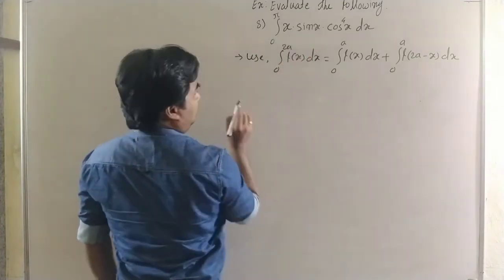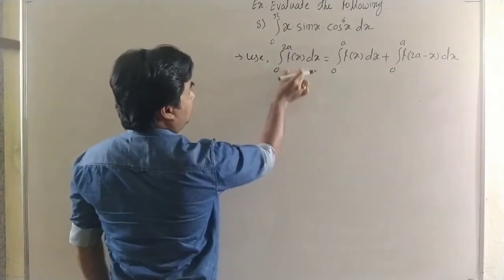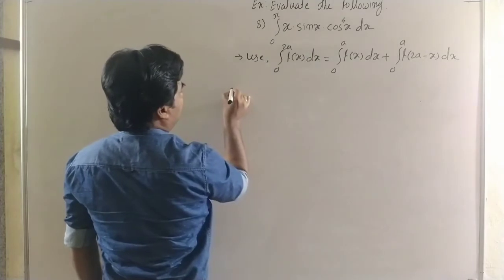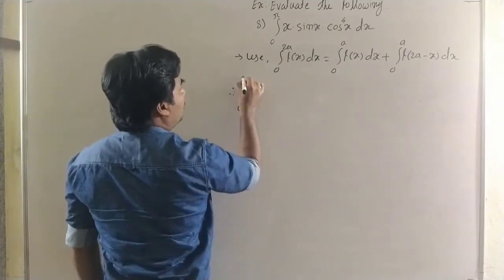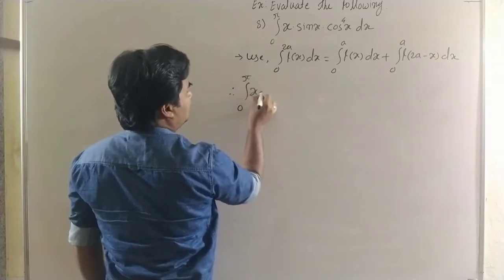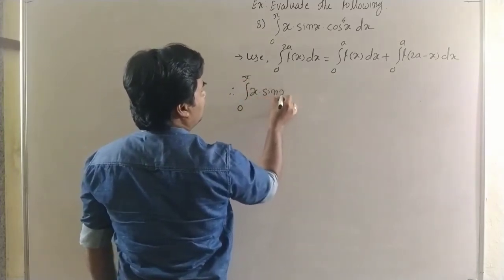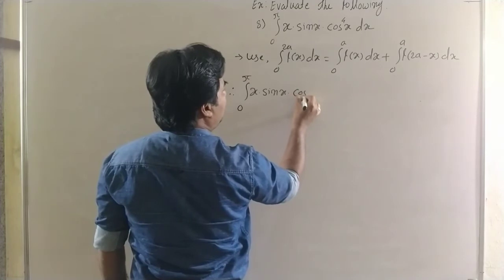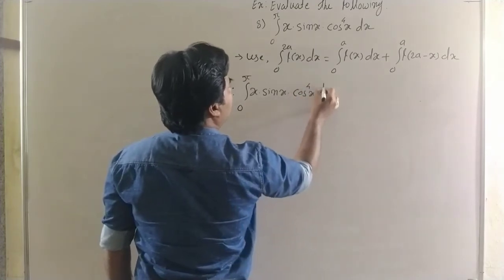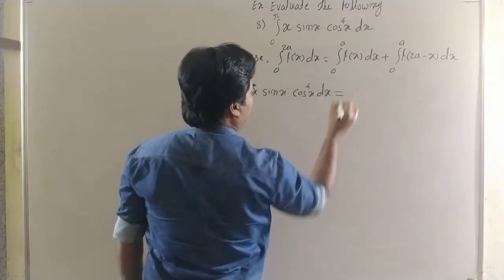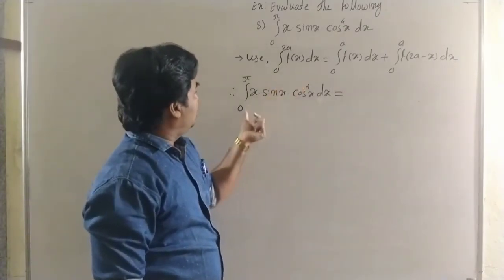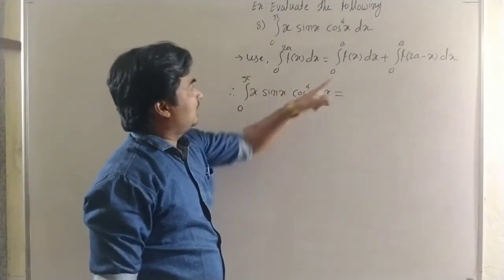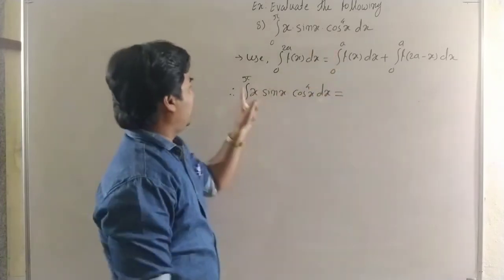Now it is the integral. We can write this function. Therefore we can write integral 0 to pi x into sin x into cos to the power 4x dx is equal to, see carefully this, 0 to 2a f of x. This can be written as 0 to a, it is pi.